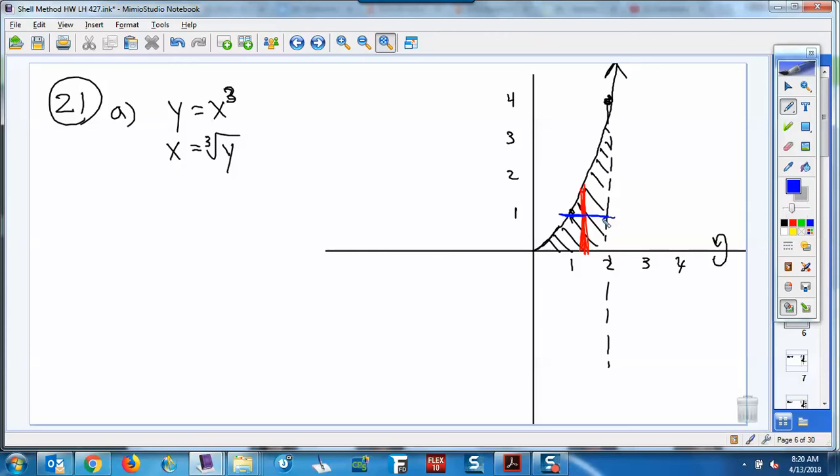Let me just read you the answers real quick if you don't have those already. So on 21A, it's 128 pi over 7. On 21B, it's 64 pi over 5. On C, it's 96 pi over 5. And on D, it's 320 pi over 7. Okay? Any of those, don't be shy.